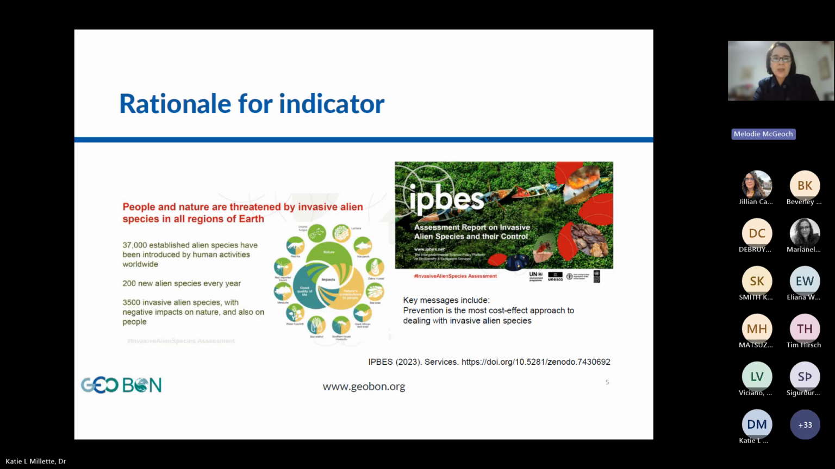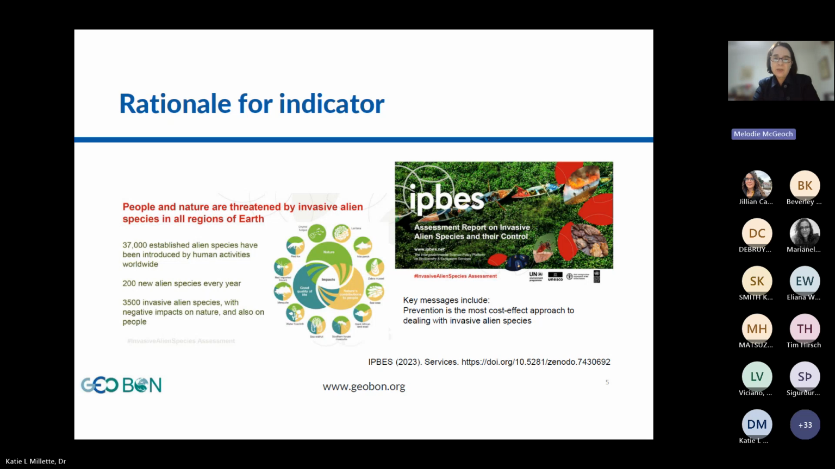Marianella also mentioned this. The IPBES assessment included an enormous amount of information, but some of its key messages and key statistics included, for example, that there's an estimated 200 new alien species establishing somewhere in the world every year. And one of the key messages was that prevention is most definitely the most cost-effective approach to dealing with invasive alien species. So the headline indicator about reducing the rate of new establishments is very closely related to the idea of prevention.